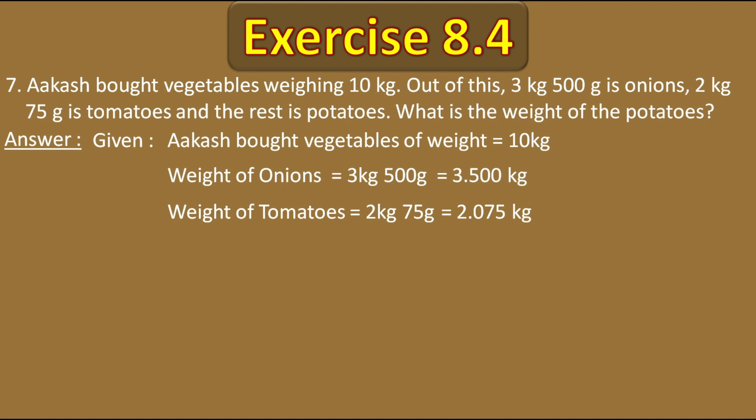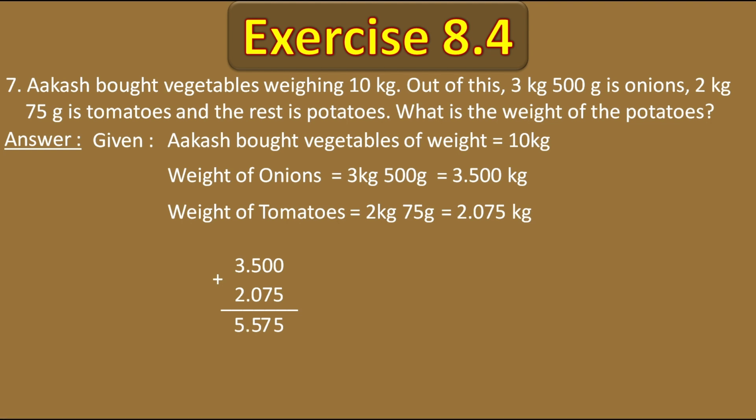Okay. To know the weight of potatoes, first we have to add the weight of onions and tomatoes. Okay, don't get confused here. Don't do only subtractions. We have to think about the question first. Okay, so first we have to add the weight of onions and tomatoes. So 3.500 plus 2.075. Okay, 0 plus 5 is 5, 0 plus 7 is 7, and 5 plus 0 is 5, 3 plus 2 is 5.